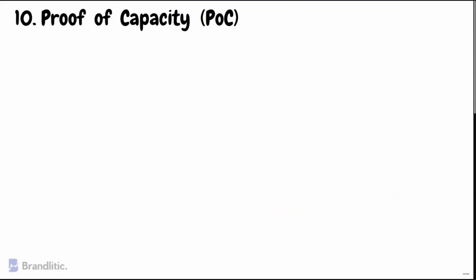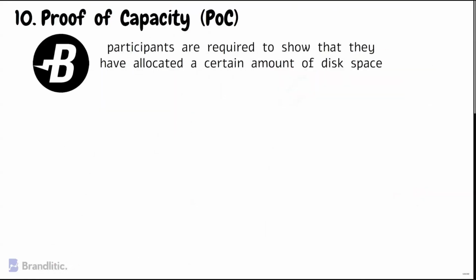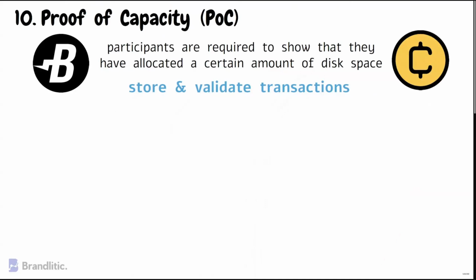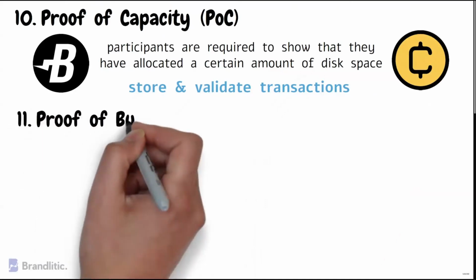Now, proof of capacity is a consensus algorithm used in blockchain networks such as Burstcoin. In POC, participants are required to show that they have allocated a certain amount of disk space to the blockchain network. This allocated space is used to store and validate transactions, and accordingly the participant is rewarded with some cryptocurrency amount that is proportional to the amount of disk space they have allocated. Next, number 11, proof of burn or POB.